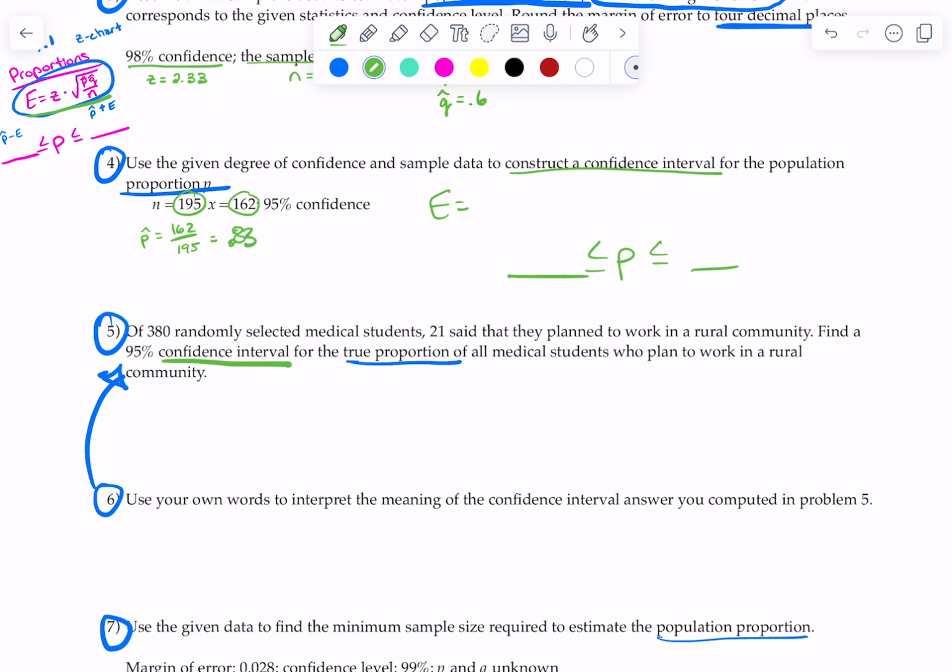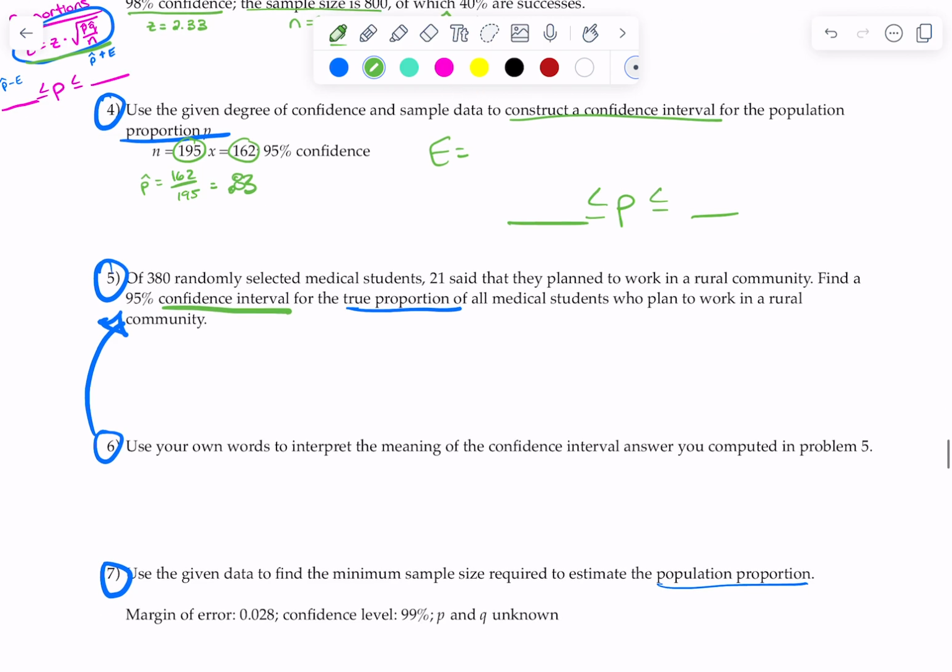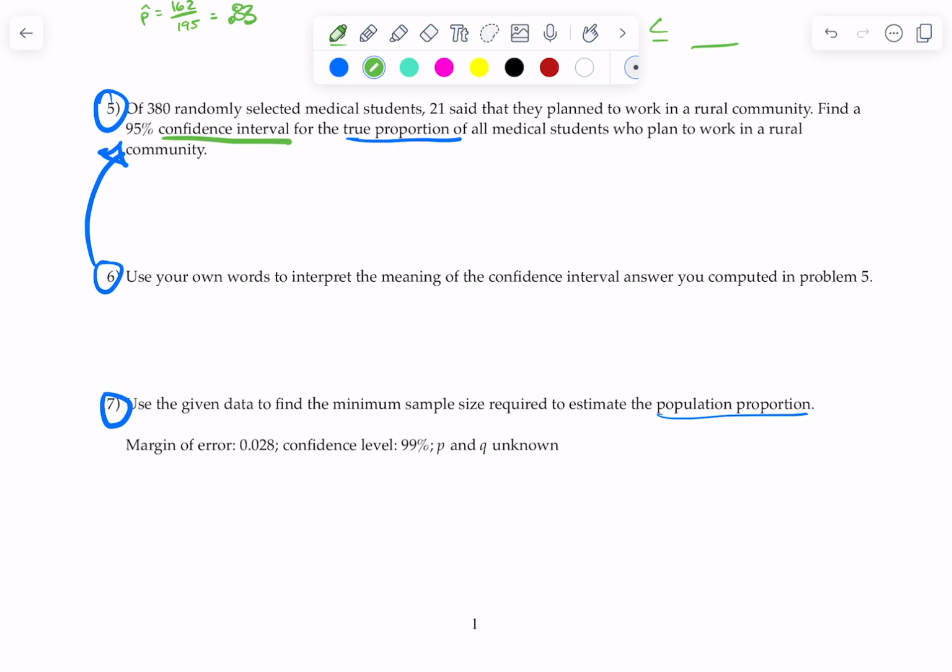Okay, how we doing? Everybody doing all right? Yeah, we're getting there. What are you writing? Did you write in your own words? Do you know how to write in your own words? On 5, N is 380. I betcha you forgot how to do it.